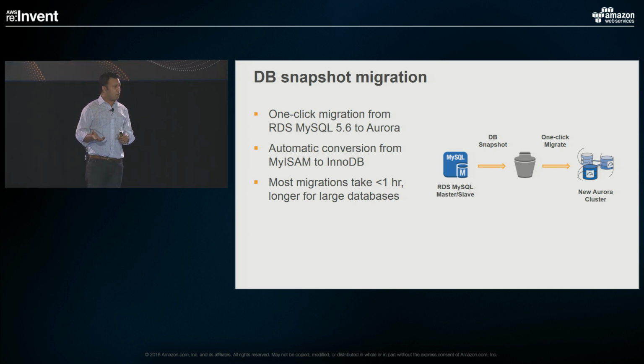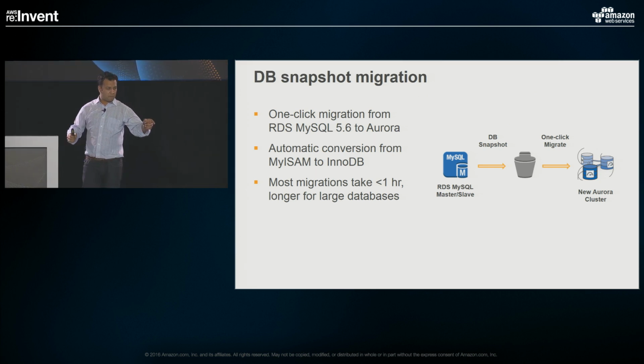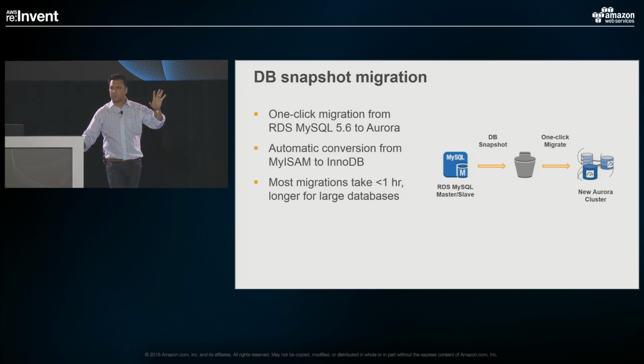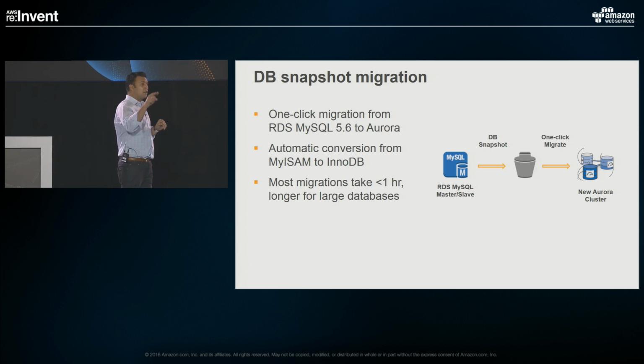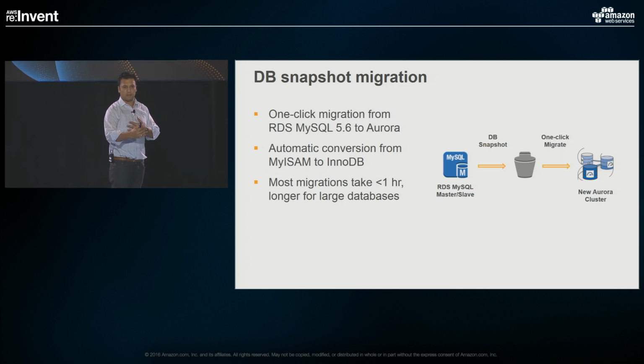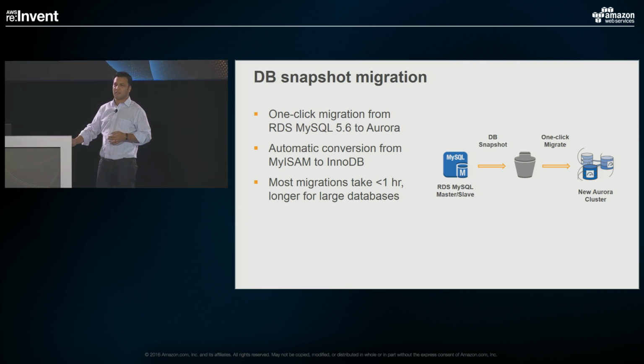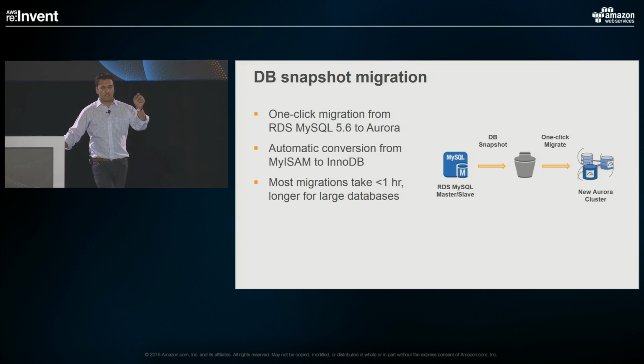If you are an RDS MySQL customer, the best and easiest way for you to adopt Amazon Aurora is you can use the database snapshot migration process. So what you do in this process is you just take a snapshot of your RDS MySQL database, and then you click a button and convert that snapshot into Amazon Aurora cluster, right? So the only thing you had to do, you probably already had a snapshot because you take backups, everybody's a good citizen, and you just click a button and you create a new cluster.